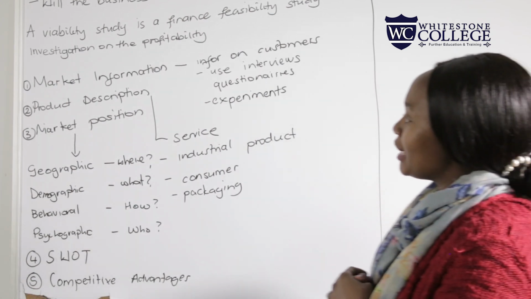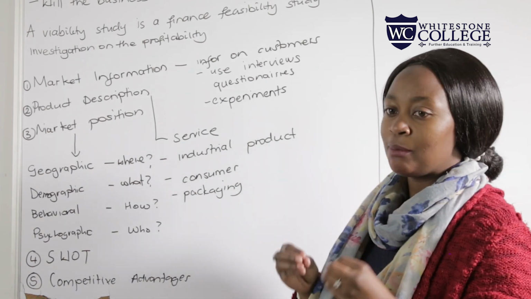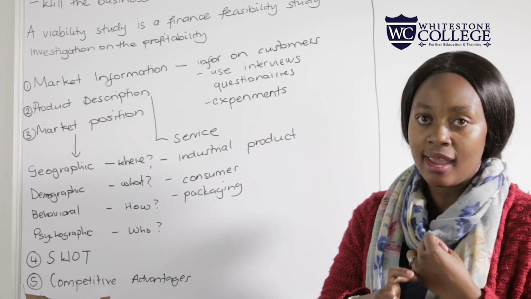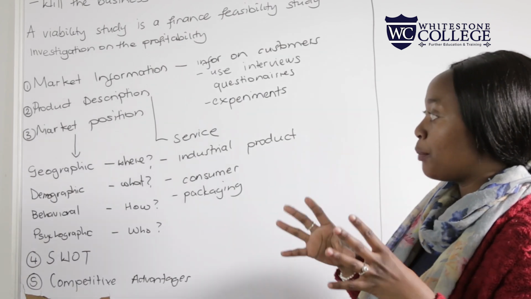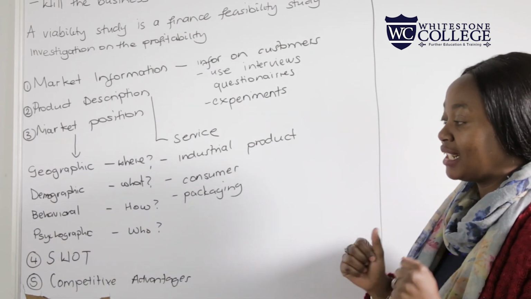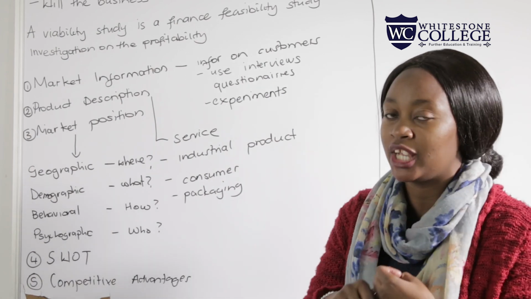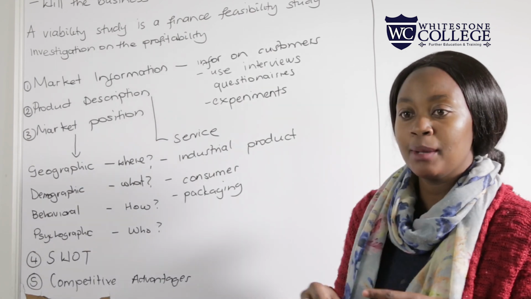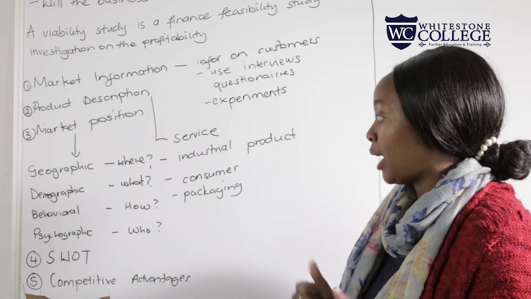And then component number 3 is the market position. When you are starting a business, make sure that you ask yourself this question: where, what, how, and who. This will help you come up with your clear market position. In this case, you need to know the location or the geographical location of your business. Will people be able to access it? Will it be available for everyone? Those are the questions that you need to ask yourself.